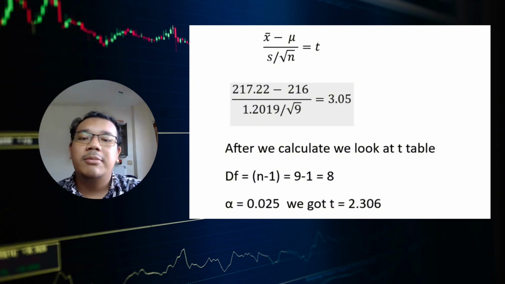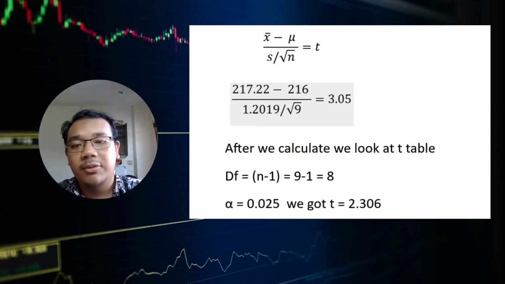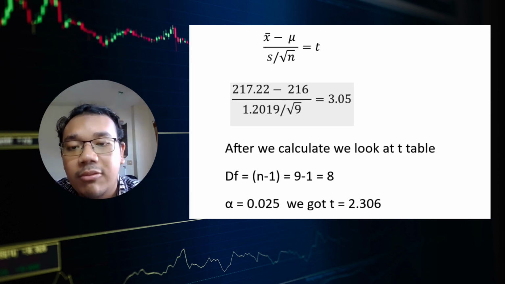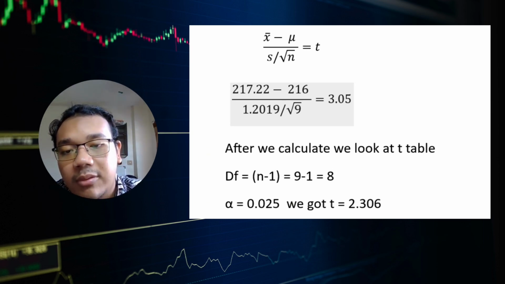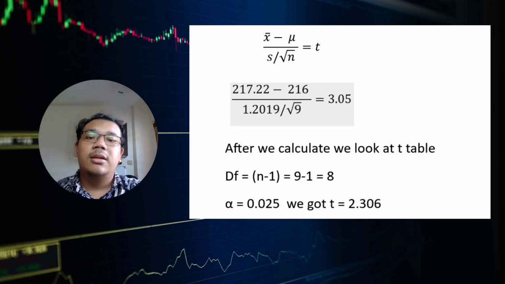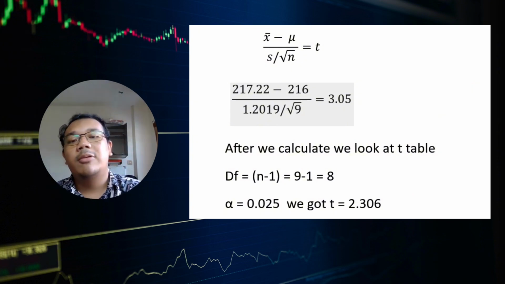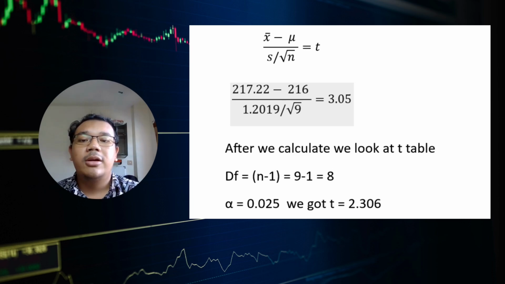We plug in all the numbers that we have been given from the question: 217.22 minus 216, divided by 1.2019 divided by the square root of n, and we got 3.05. After we calculate, we have to look at our t-table to confirm whether our values are the same or not.